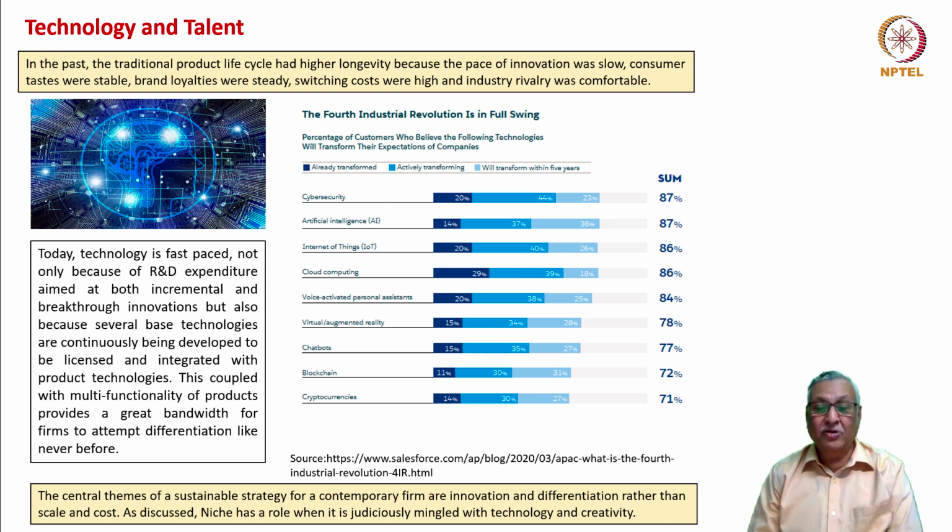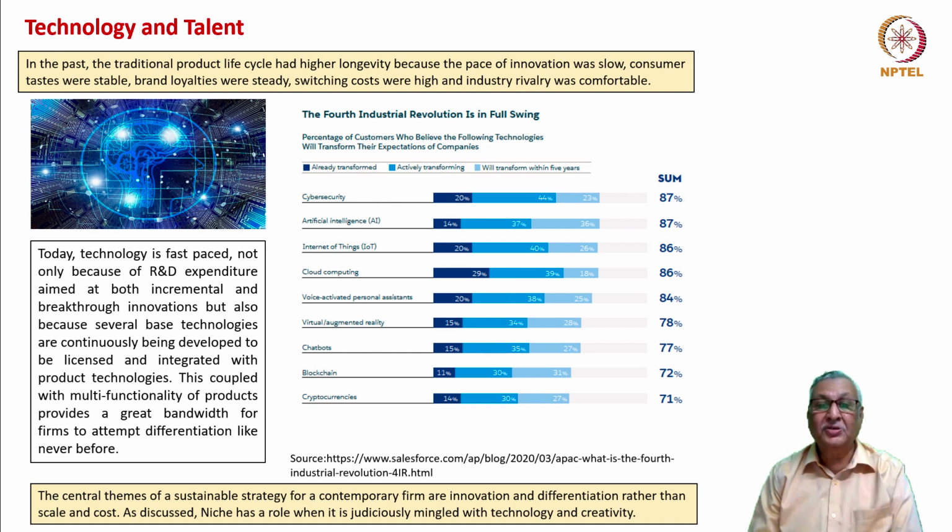So if you look at what Salesforce surveyed and presented as its results, the fourth industrial revolution is in full swing. The percentage of customers who believe that the following technologies will transform their expectations of companies would surprise us. Indigo color indicates already transformed. Blue color indicates actively transforming. The light blue shade indicates will transform within 5 years.